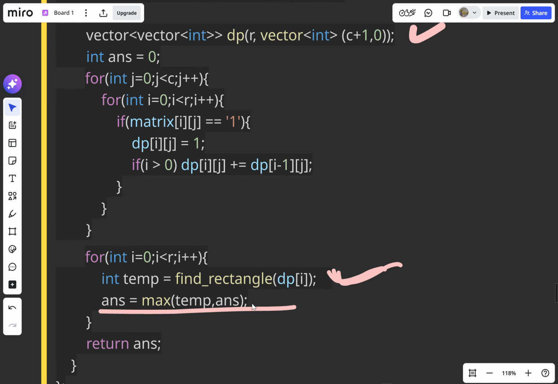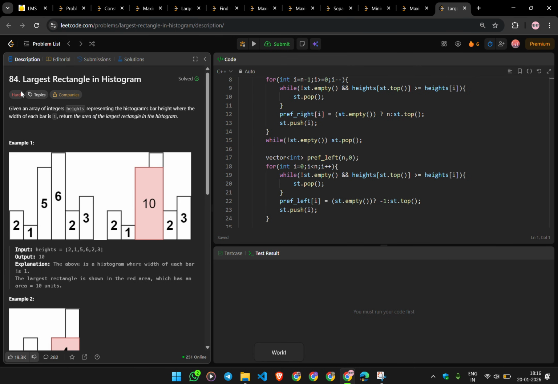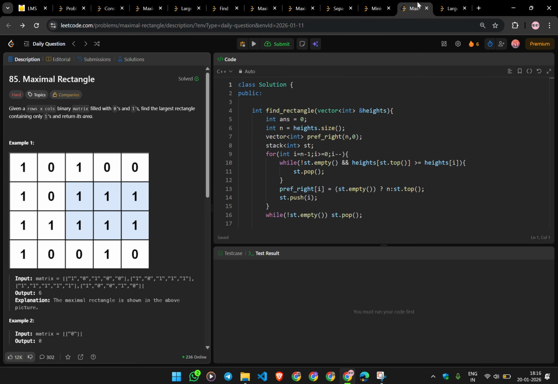Now my suggestion is that you first approach question 84, the largest rectangle in the histogram, and after that try the 85th question.